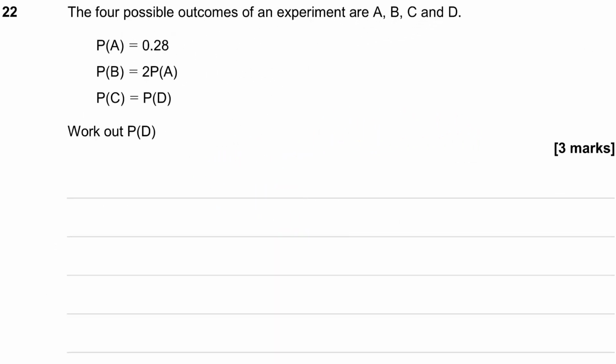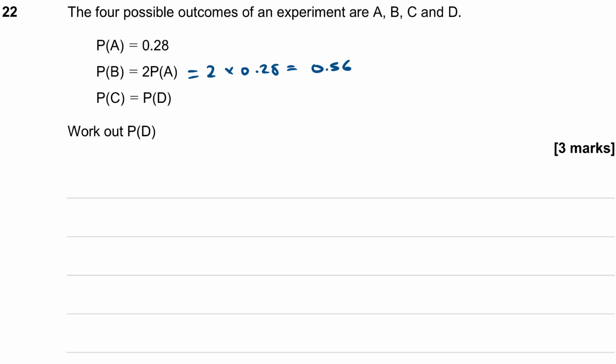The 4 possible outcomes of an experiment are A, B, C, and D, and we're told that the probability of A is 0.28. We're told the probability of B is twice the probability of A, so that's going to be 2 times 0.28. What's that? 2 times 0.28, that is 0.56. And we're told that the probability of C is equal to the probability of D.